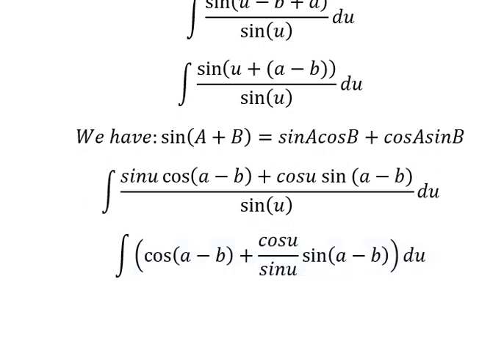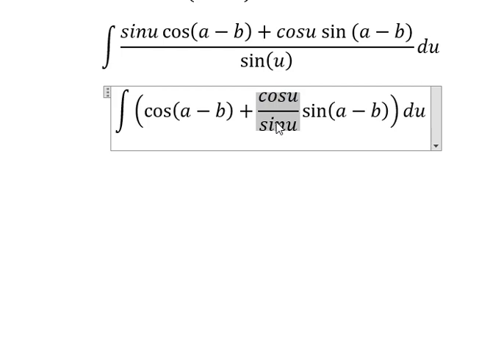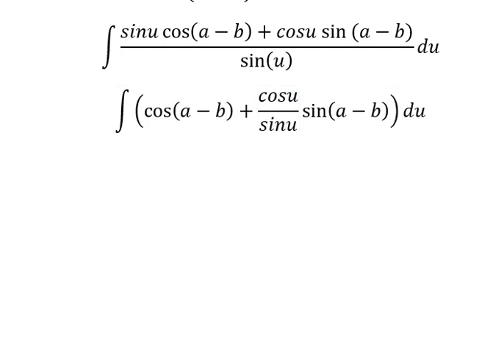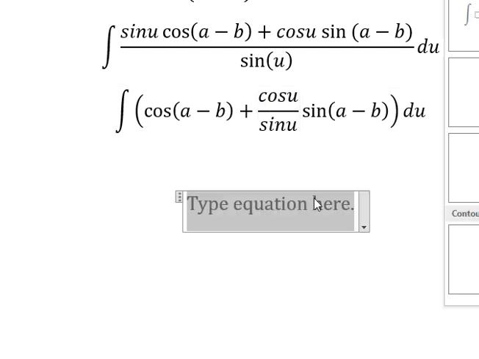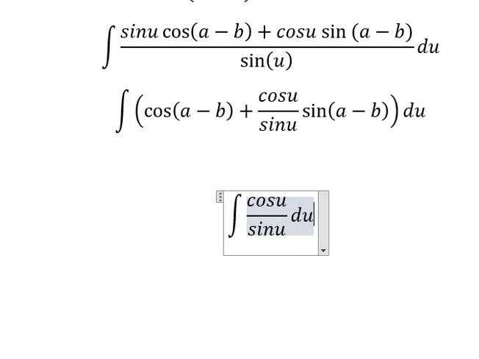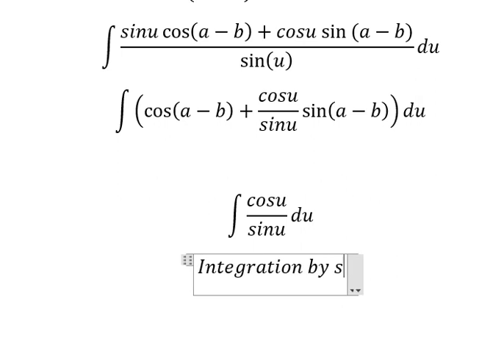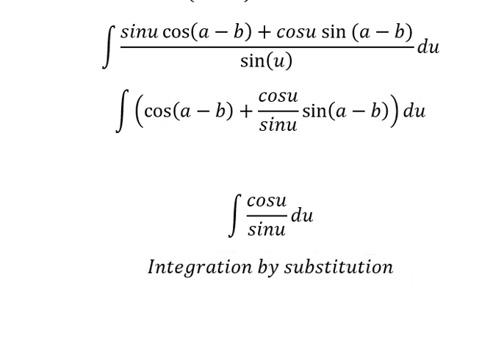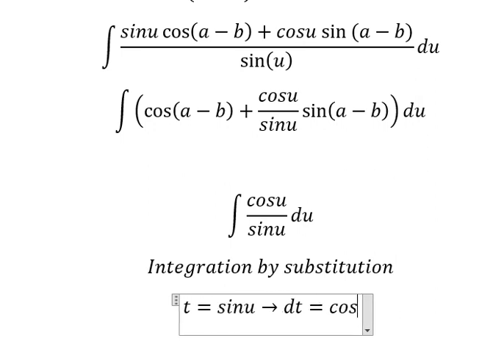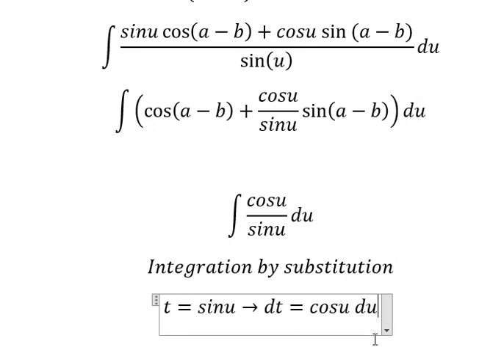Now, I will show you how to find this integration. This one we can use integration by substitution. So I will put t equal to sine u. Later we need to first do the derivative for both sides, and we got this.